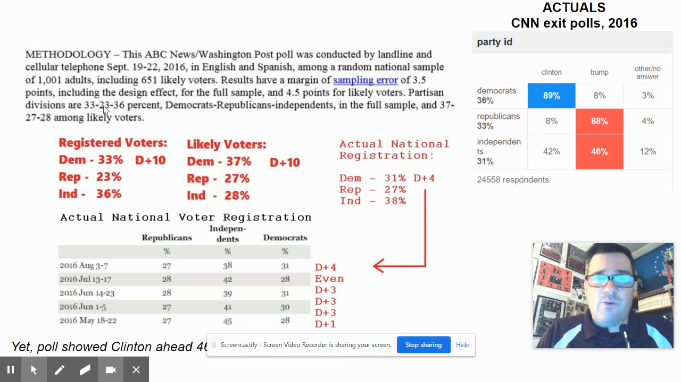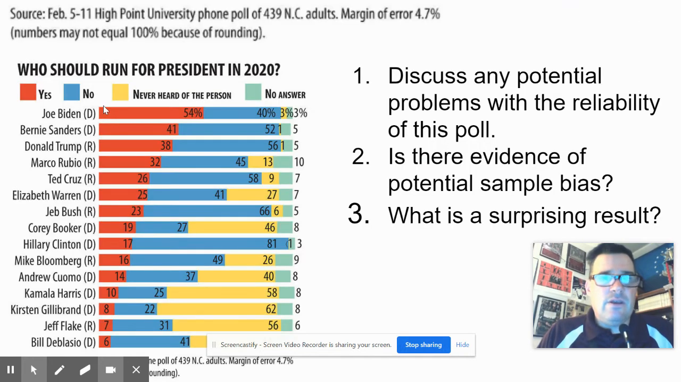Let's go to another one, our last one, and you need to again pause and come up with some things on your own. Okay, so here's this poll. It says February 5 to 11, High Point University phone poll of 439 North Carolina adults. By the way, the fact that High Point University did the poll does not mean it only polled college students. Margin of error is 4.7, and numbers may not equal 100% because of rounding. All right, good.